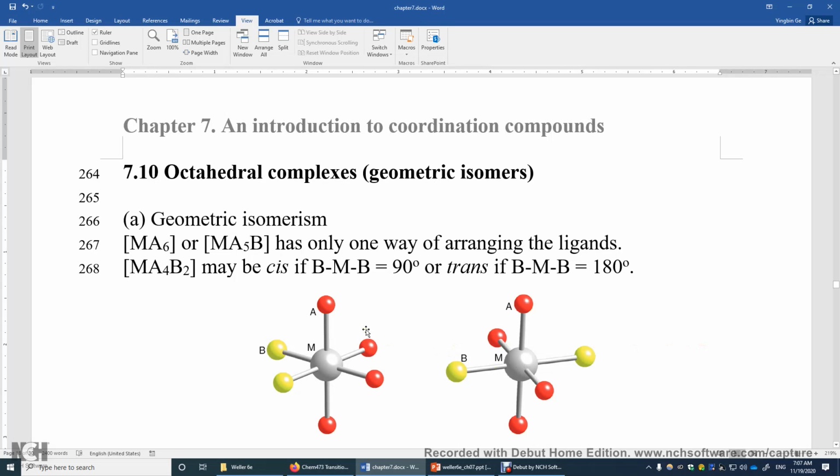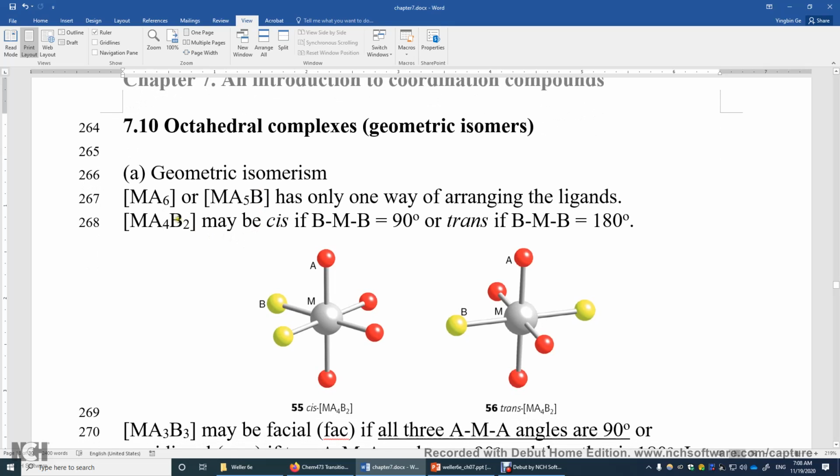Section 7.10, octahedral complexes. We'll talk about their geometric isomers. MA6: all 6 ligands are exactly the same. There's only one way of arranging these 6 identical ligands. What if we replace 1 A with a B? You can put B on top, bottom, left, right, front, and back. But still, these 6 structures are identical to each other. There's no difference. They are superimposable on each other.